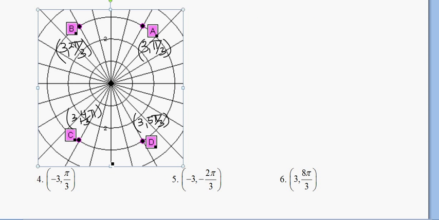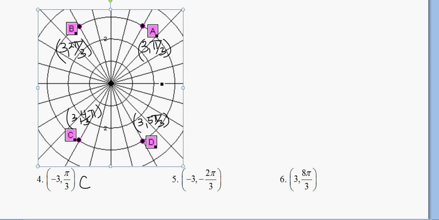Okay, here's the same 4 points again, just some more examples down here. Do we need to match up with it? So the first one is, again, whenever I have a negative radius, I like to do the angle first. So pi over 3 goes to here. So since it's negative 3, I go 180 degrees. That puts me down in the third quadrant. So that would be letter C.